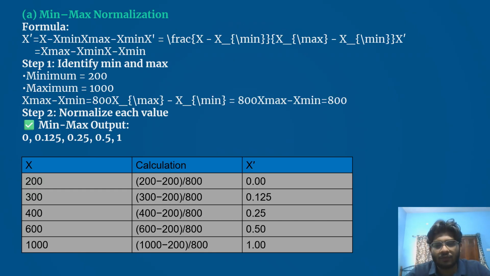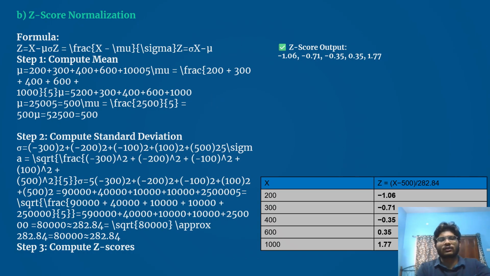Now, this is how we find the values discussed in the previous slide. These are the formulas for how we calculated the values, right? And next slide, that is Z-score normalization. How did we calculate it? The formula, then we computed the mean, computed the standard deviation. These were our scores, right?